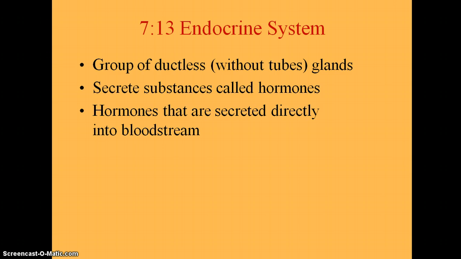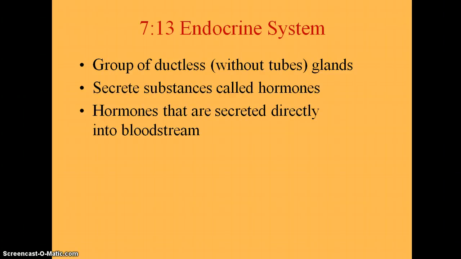But the endocrine system is a group of ductless, which means without tubes, glands that secrete substances directly into the bloodstream without going through ducts or tubes. And the substances that they secrete are called hormones. There's a number of glands that are part of the endocrine system.